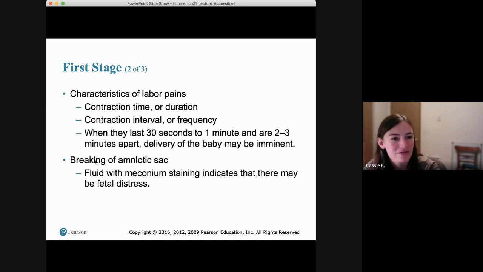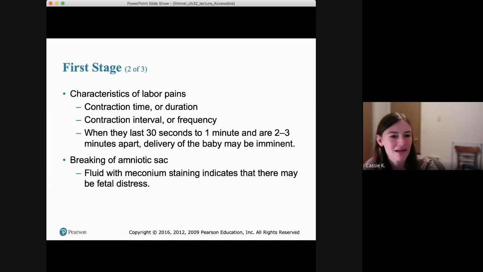Characteristics of the labor pains, you're going to measure the interval and duration of them, so how long they last and how far apart they are. When they're lasting about 30 seconds to a minute and are about 2 to 3 minutes apart, then you might expect delivery to be imminent. If they're further apart, then you assume that you might have time. So this will be important when you're determining whether or not we're going to deliver a kid on scene or whether we're going to try and make it to the hospital.